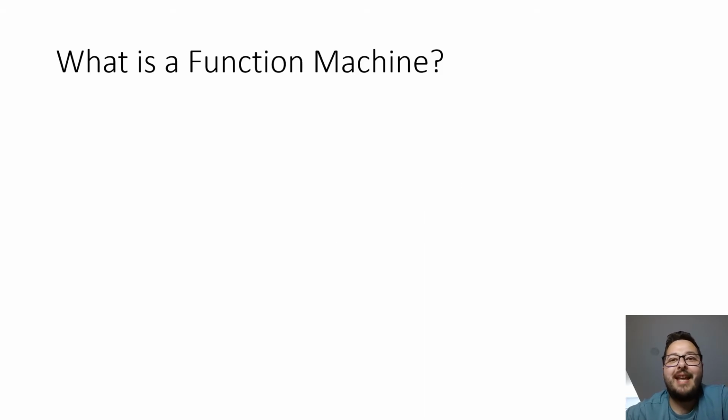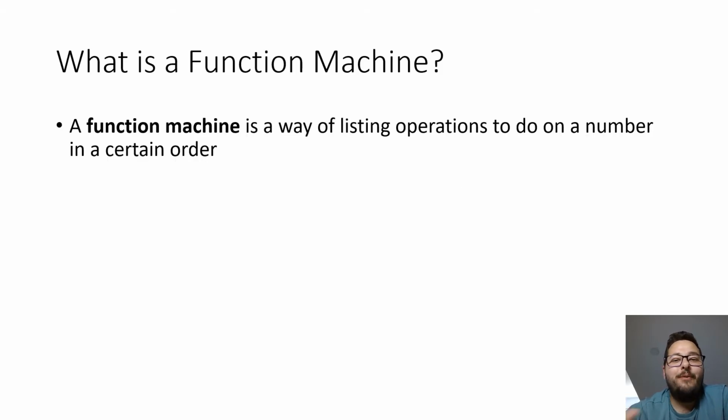Okay, so what is a function machine? Well, a function machine is a way of listing operations to do on a number in a certain order. So it's basically a list of instructions that you do in a certain order to a number. So it might be add 3, then times by 4. It might be divide by 6, then square it. It's just a list of instructions to do in a certain order on a number.